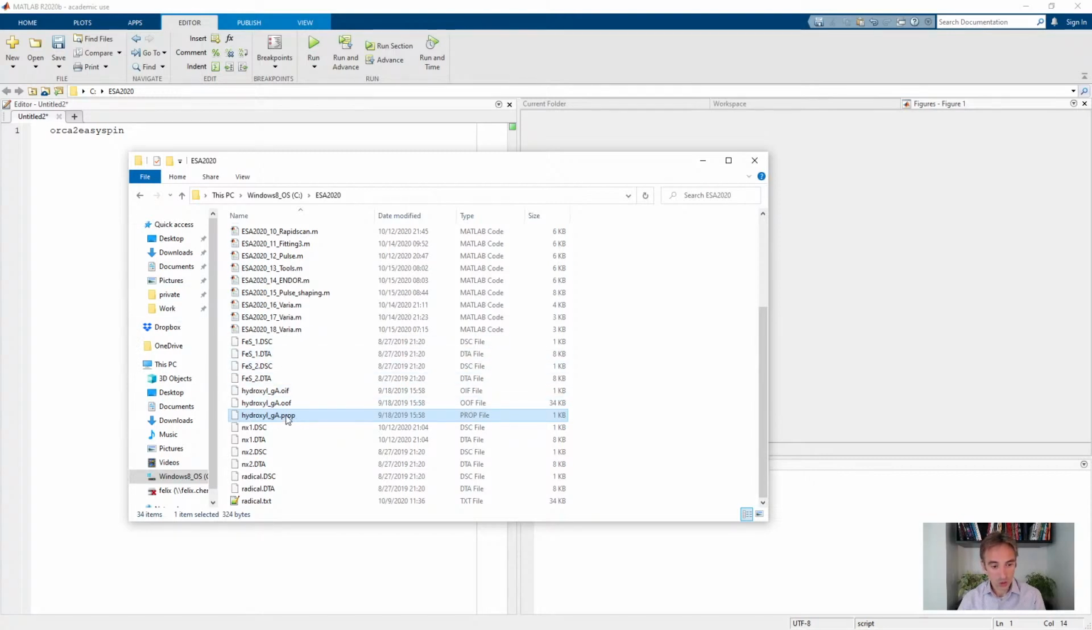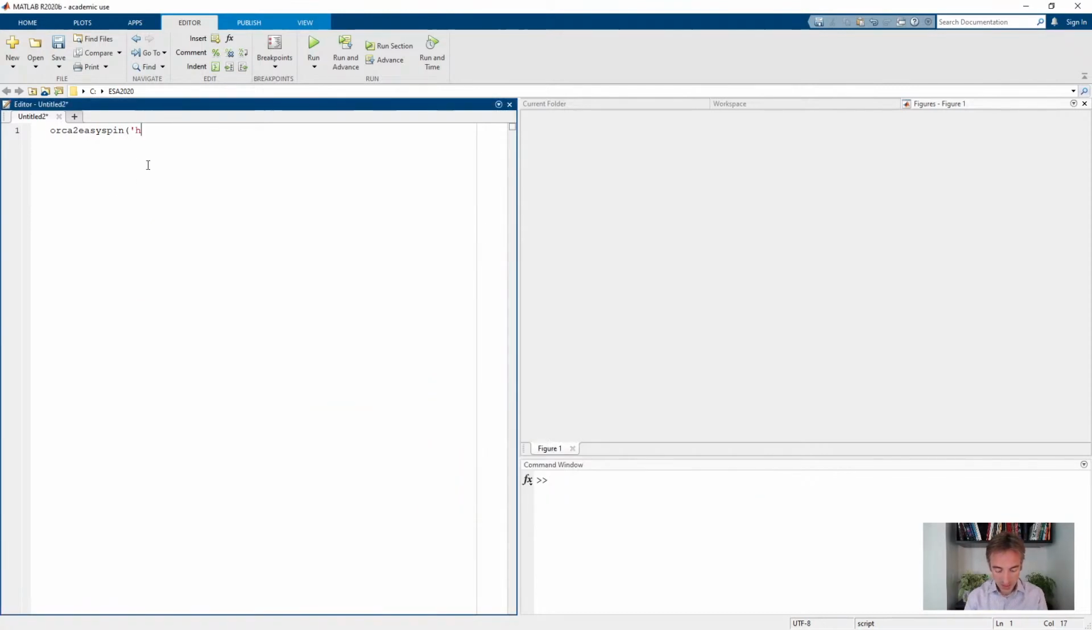So we're going to include this hydroxyl_GA and load that in, hydroxyl_GA. You have to make sure you are in the right folder, and the current folder in MATLAB is shown here in this top toolbar here, just below the ribbon. And what orca2easyspin does is read this file in, and then put all the information about the paramagnetic molecule into a spin system structure. Let's say clear, clc, and let's run this now.